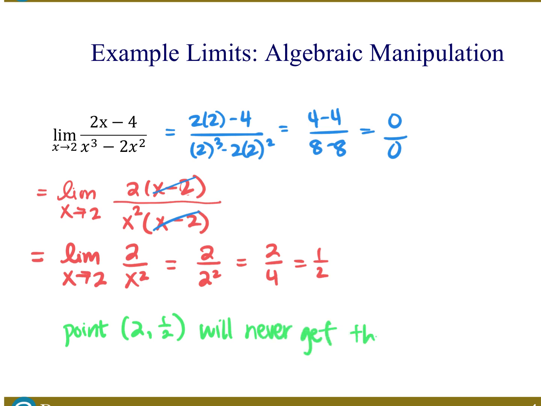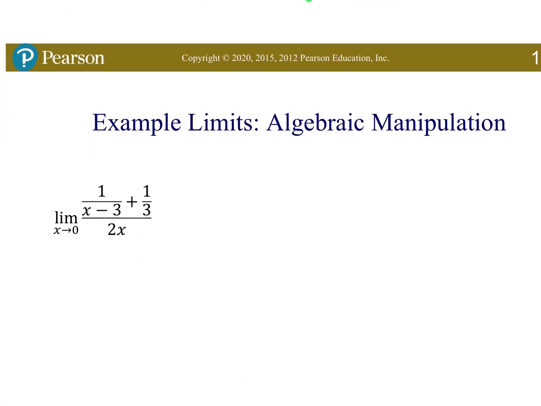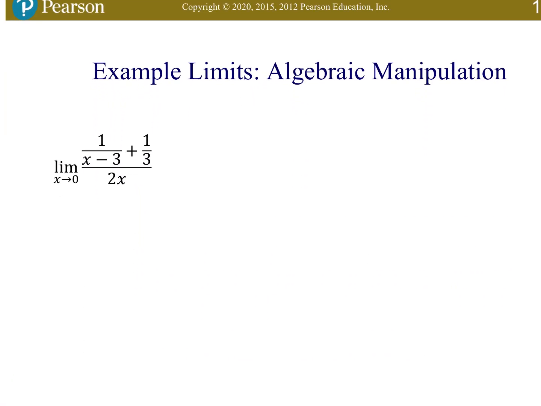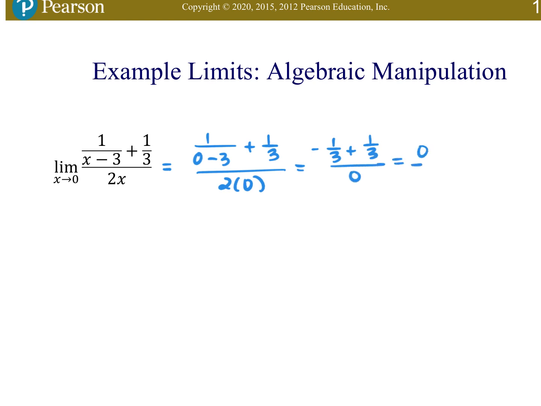All right, I have one other example. This example has to do with common denominators, so we want to see how that works. If we go ahead and drop 0 in, so 1 over 0 minus 3 plus 1 over 3 times 2 times 0, that gives us a numerator that's negative 1/3 plus positive 1/3 over 0. So we see another indeterminate form. So we need to reset back to some algebraic strategies.